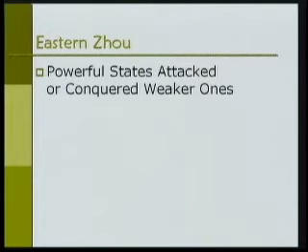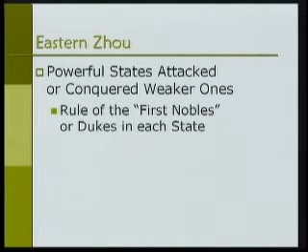Some of these powerful states attacked each other or conquered the weaker ones, and no two states ever lived in peace. So you see that in China also. This is the time that each state produced its own first nobles or dukes. So the duke would be the ruler in each state. Dukes is a European terminology, but the term that is used is loosely translated from Chinese as the first nobles. So from now onward, the rulers are the first nobles, the dukes, in each state.